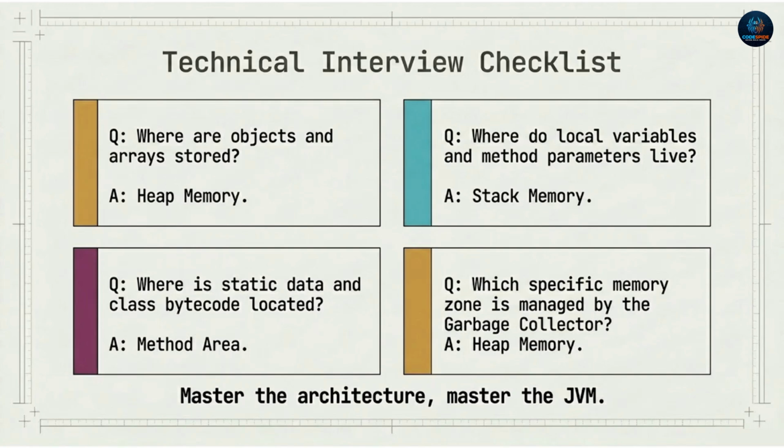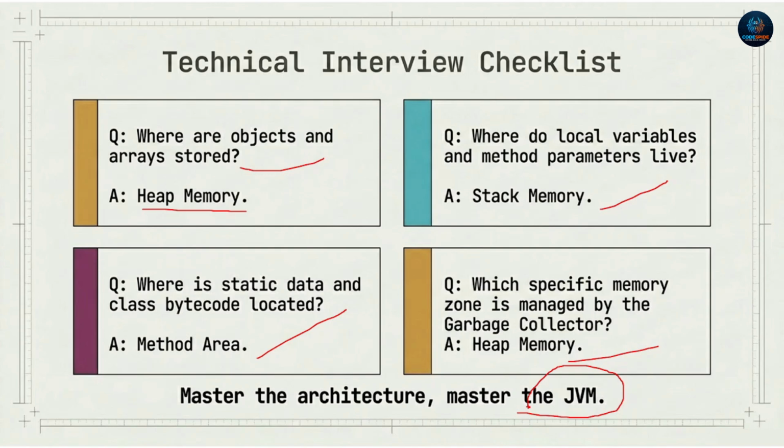Now some interview questions or important questions are here. First one: where are objects and arrays stored? The answer is heap memory. Where do local variables and method parameters live? Stack memory. Where is static data and class bytecode loaded? Method area. Which specific memory zone is managed by the garbage collector? Heap memory. So master the architecture, master the JVM. If we master the architecture of the entire JVM, then we can definitely crack any type of interview. So this is all for today.